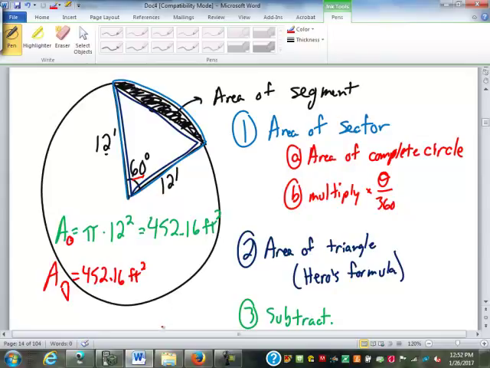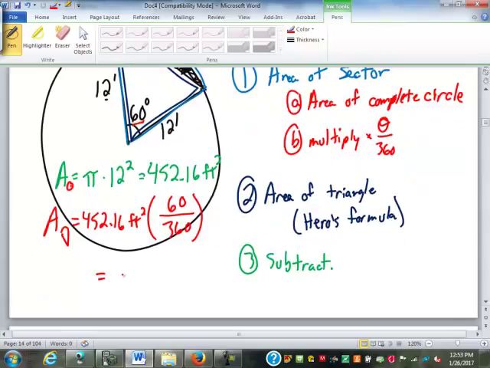The 452.16 is the area of the circle. Times what? The central angle over 360. Which is going to give us, what, 75.36, about. Correct? Close enough?